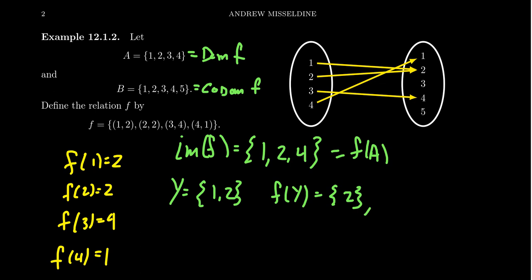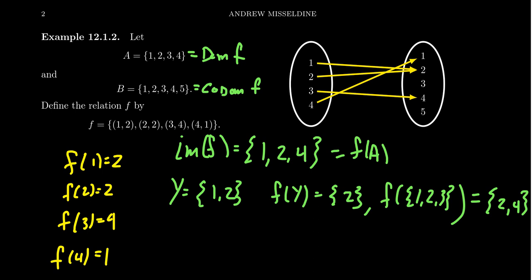Let's do another example. Let's look at the image this time of the subset 1, 2, 3. Okay, the image of this set, we're going to get the image of 1, which is 2, the image of 2, which is also 2, so we don't need to write it twice, and then the image of 3 is equal to 4. So we can look at the image of any subset of the domain whatsoever.